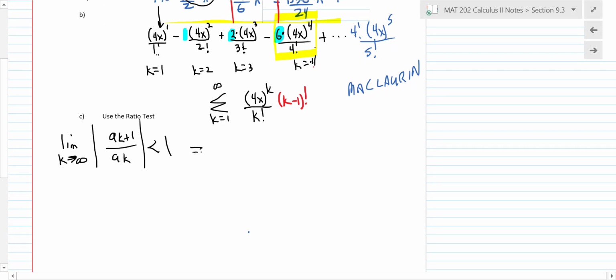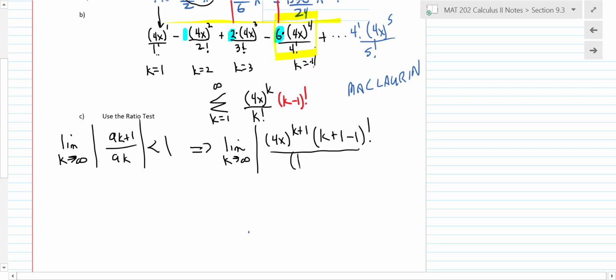So that's going to give the limit as k goes to infinity of, write down the a sub k plus 1. That's going to be 4x to the k plus 1. And then when you replace that k with k plus 1, you get k plus 1 minus 1 factorial. And then in the denominator, you get k plus 1 factorial.